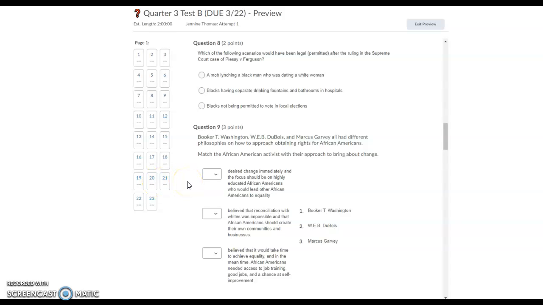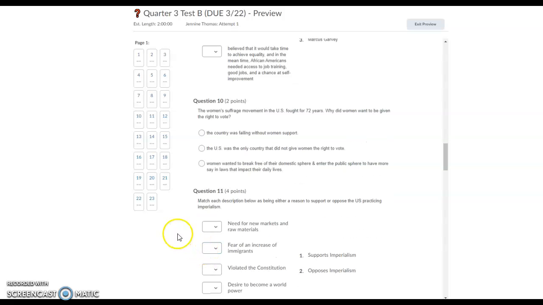Desired change immediately, and the focus should be on highly educated African Americans who would lead other African Americans to equality. The second definition or statement is that they believed that reconciliation with whites was impossible and that African Americans should create their own communities and businesses. And then the third description would be believed that it would take time to achieve equality, and in the meantime, African Americans needed access to job training, good jobs, and a chance at self-improvement.